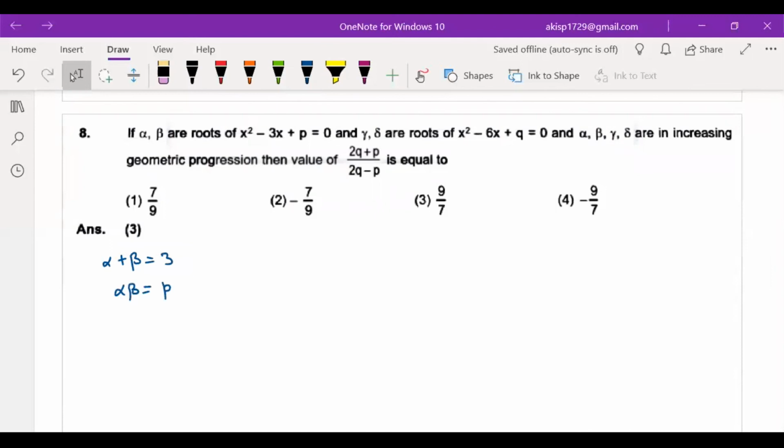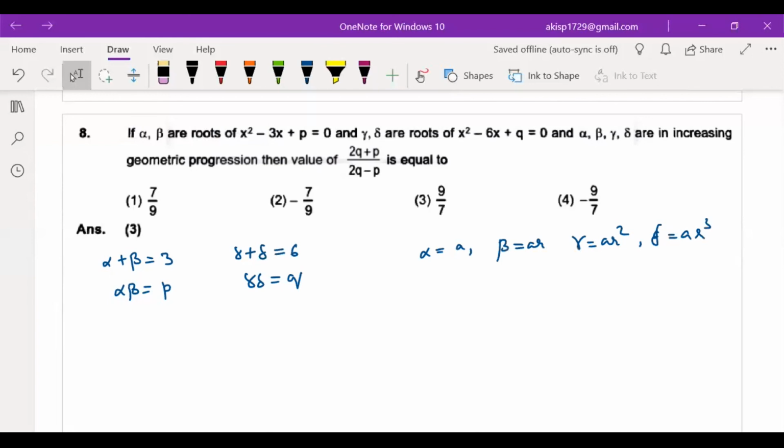Similarly, gamma and delta are the roots of this. So the sum of the roots is known to us as 6, and the product of the roots is known to us as q. Now what is said further is that alpha, beta, gamma, delta are in increasing GP. If they are in increasing GP, I can take alpha itself as a, beta as AR, gamma as AR square, and delta as AR cube, because they form a GP.